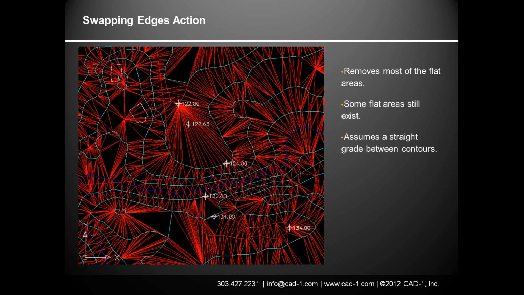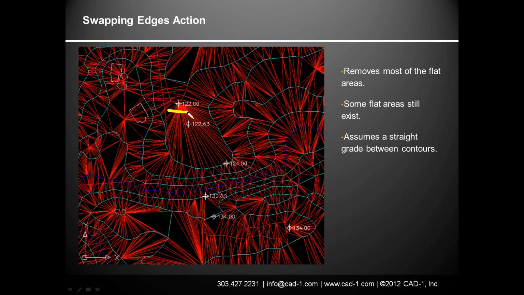Right? This is the way older civil engineering design software worked. Land Desktop, for example. I believe Eagle Point did the same thing. And basically what this does is it says, okay, instead of triangulating this way, I want you to swap the edges so that your triangles are no longer flat. And as you can see, it does a pretty good job in this area up here.